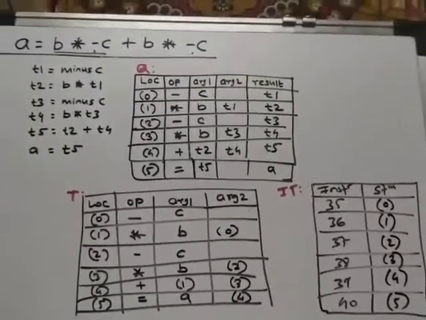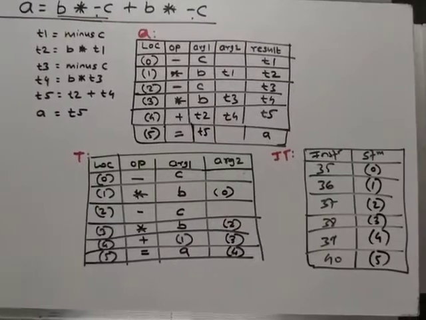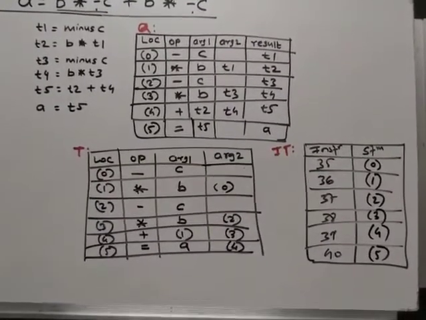So in this way we have created the 3 address code as well as represented that 3 address code using quadruple, triple, and indirect triple.